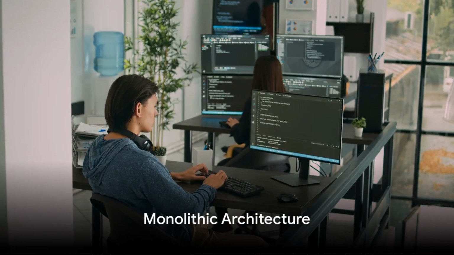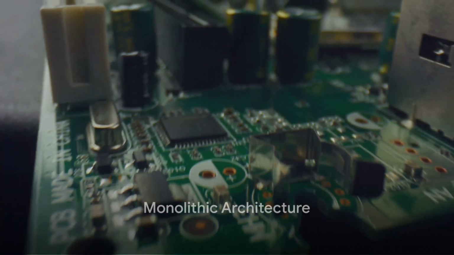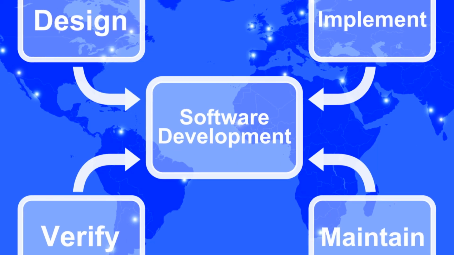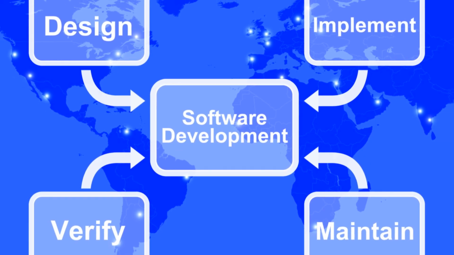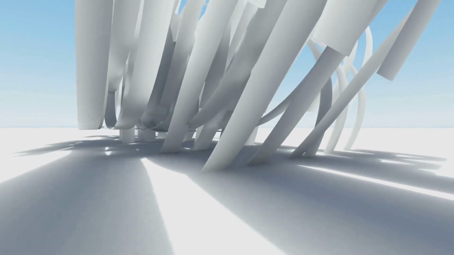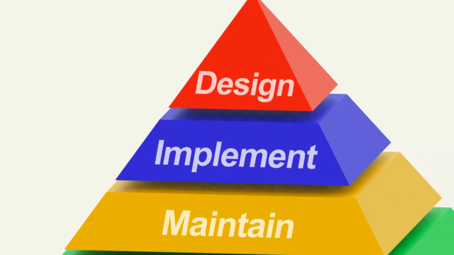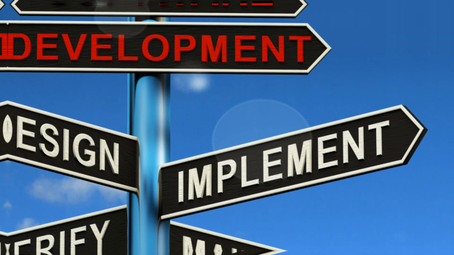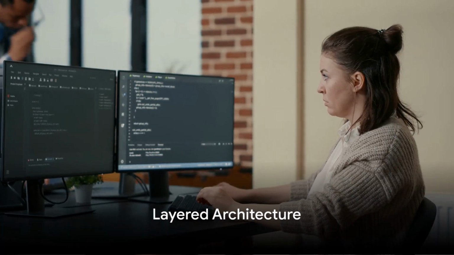First on the list is monolithic architecture. This approach views a software system as a single, unified entity. All components are tightly integrated and deployed together. While it's simple and straightforward, it can lead to systems that are difficult to maintain and scale due to their tightly coupled nature. Next, we have layered architecture.